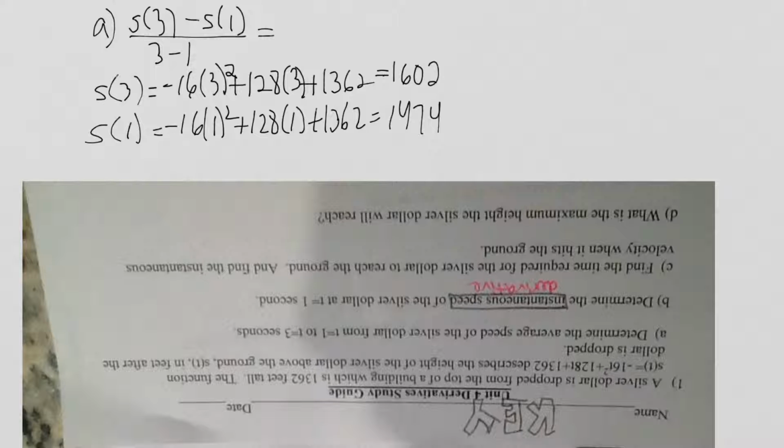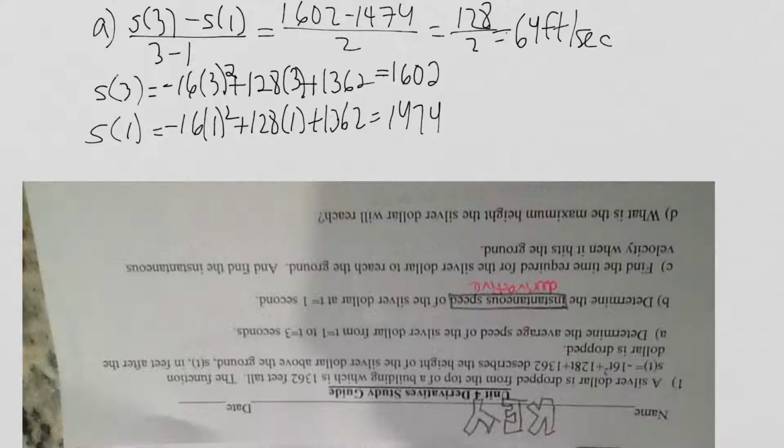I get s of 1 to be 1,474. I'm going to subtract those on the top and divide it by 2. So I get it to be 64 feet per second.